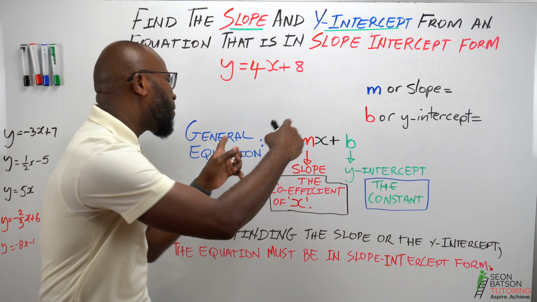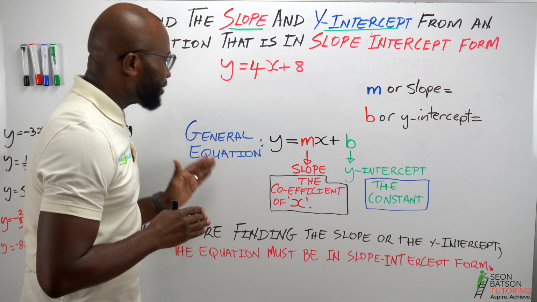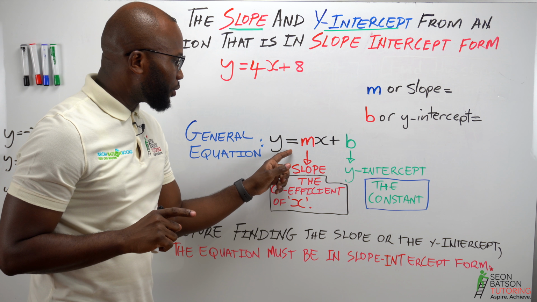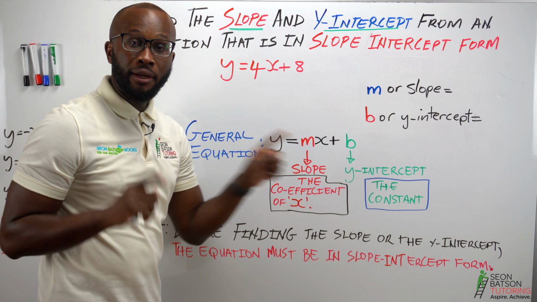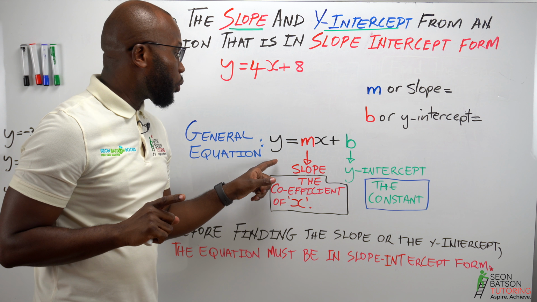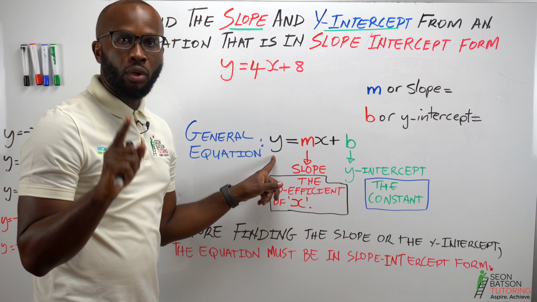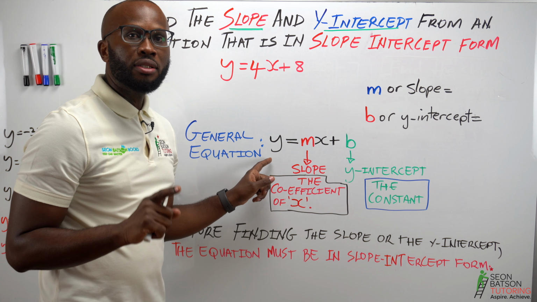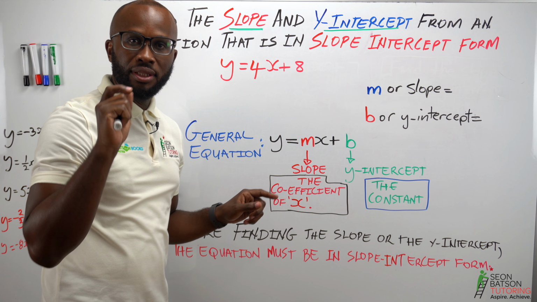So let's go. Now, the general equation for the slope-intercept form is y equal to mx plus b. This equation is in slope-intercept form because the y is isolated, or because the y is on a side by itself.